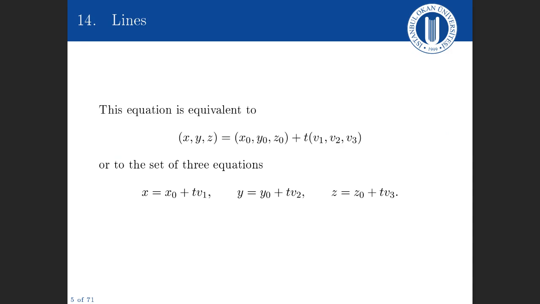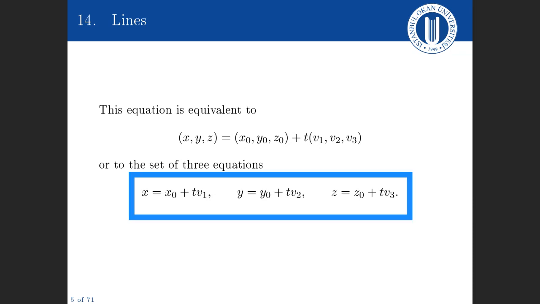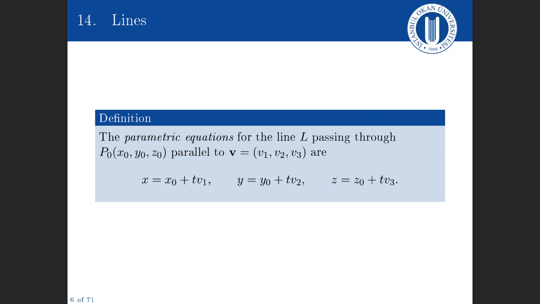In coordinates, that's the same as (x, y, z) is equal to (x0, y0, z0) plus t(v1, v2, v3). Or we can separate that into three equations. x is equal to x0 plus t v1, y is equal to y0 plus t v2, and z is equal to z0 plus t v3. And in practice, these are the ones we're going to be using. These are called parametric equations for the line L, which passes through the point P0 parallel to the vector V.